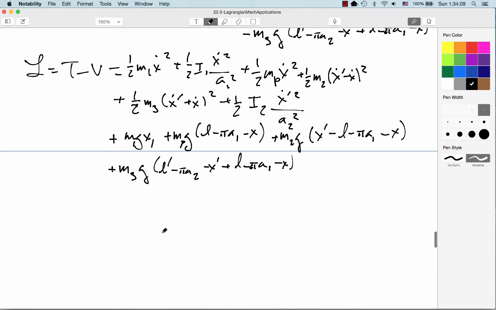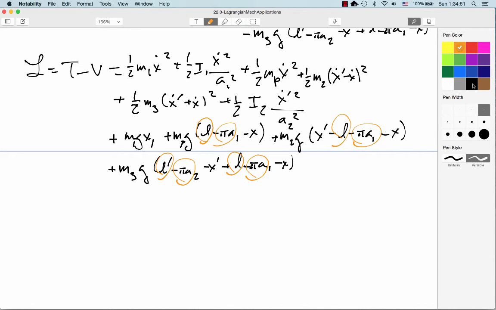All right. Now, that looks utterly horrendous, and it is. But something that we can at least note is in the potential energy stuff, this guy here, if we look, this L's a constant. This A1's a constant, so that pi A1 thing is a constant. L's a constant, pi A1's a constant, L prime's a constant, pi A2's a constant. We can shift the zero of our potential energy to make those terms go away.